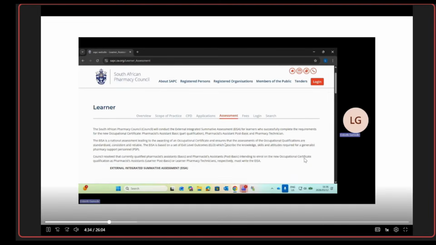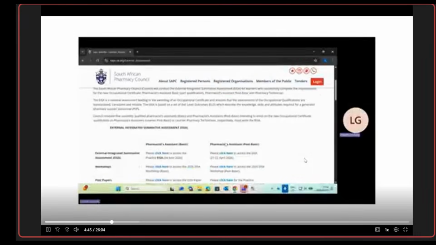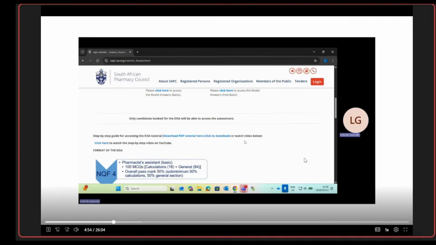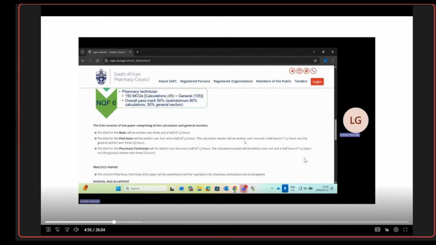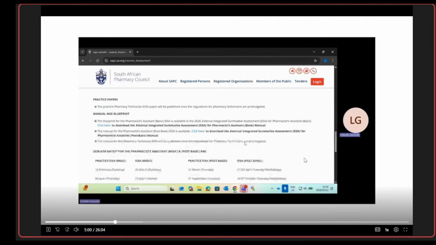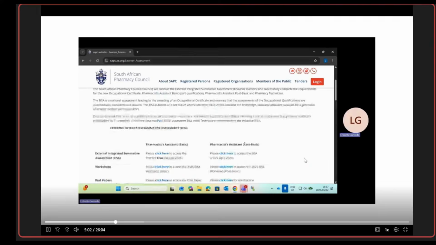When you get to assessment, it will give you all the information that you could possibly need for the EISA. So even right now, as you are prepping for the EISA, this is the page that you can go to. Here you will find the different EISA dates for basic, the different EISA dates for post-basic. Below that is any other information that you could need in preparation for the EISA, including previous presentations.